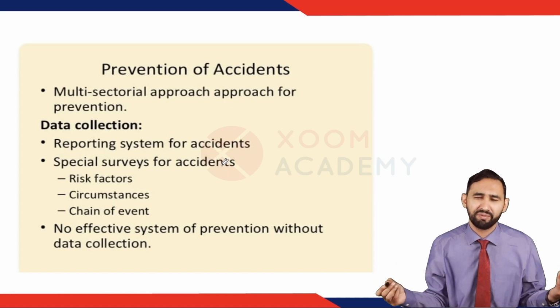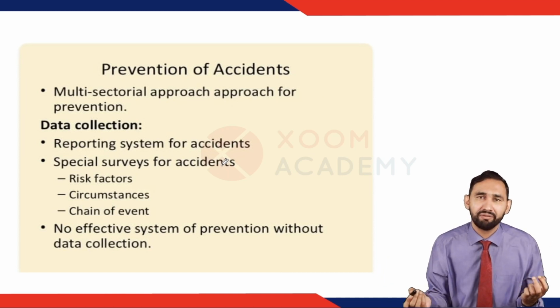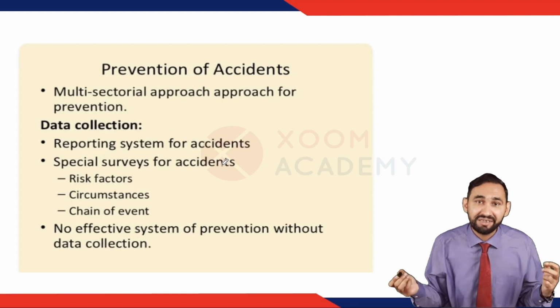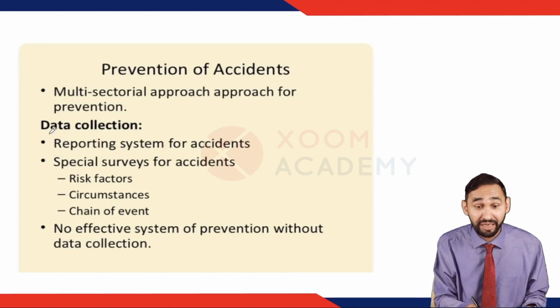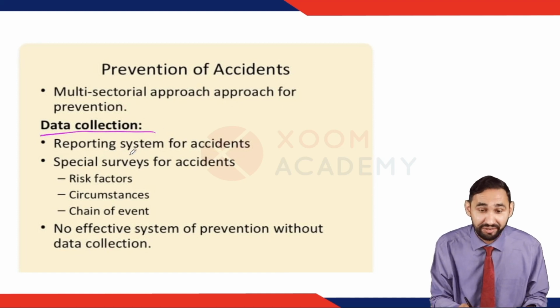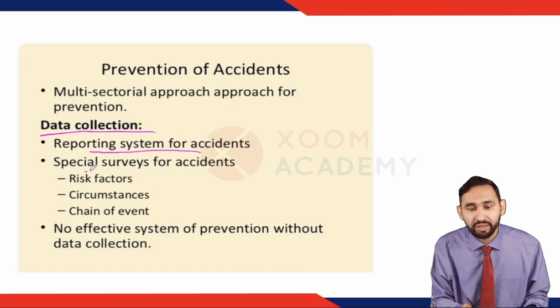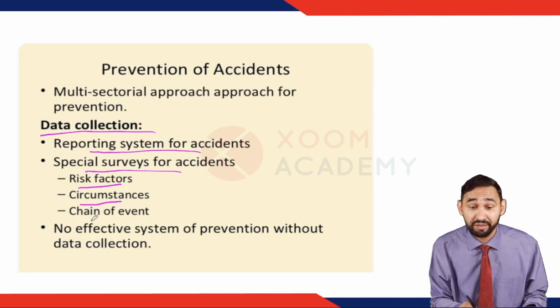Now, how can we prevent accidents? A multi-sectorial approach is required for prevention of accidents. An integrated approach is required. First, we need to collect data. We should have data regarding accidents. We should have a reporting system. Accidents should be reported. We need to conduct surveys. We need to know regarding risk factors. What are various circumstances? What was the chain of events in an accident? No effective system of prevention without data collection. Yes, data collection is mandatory.